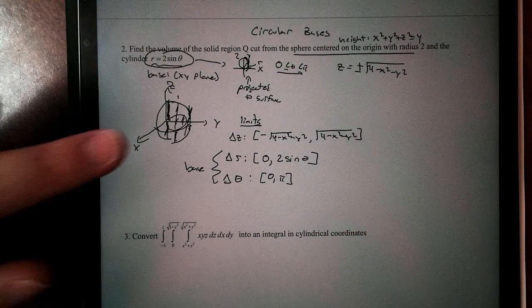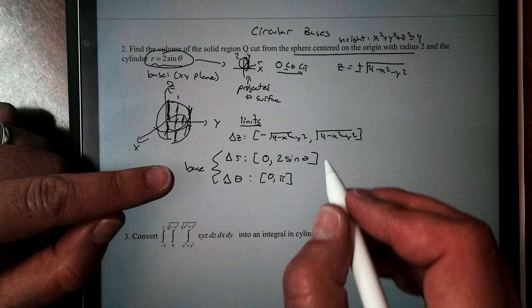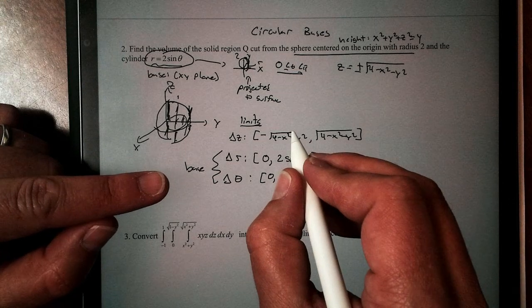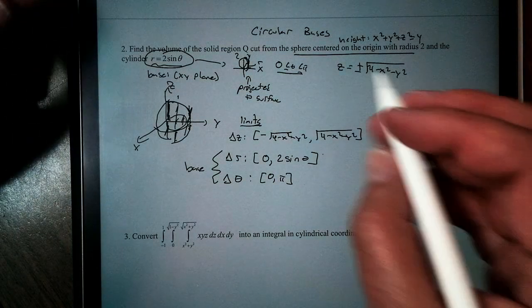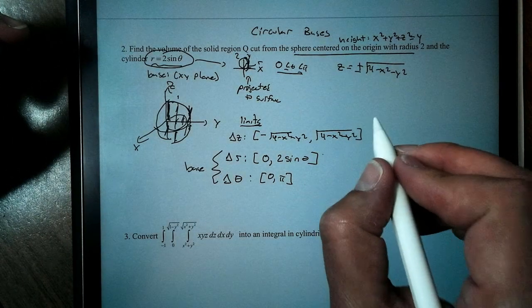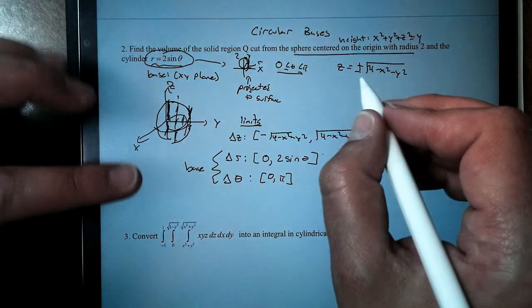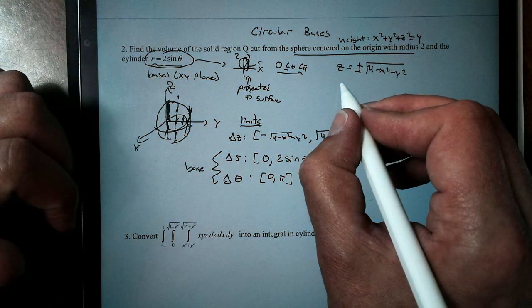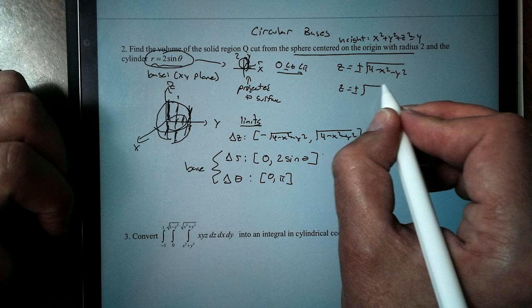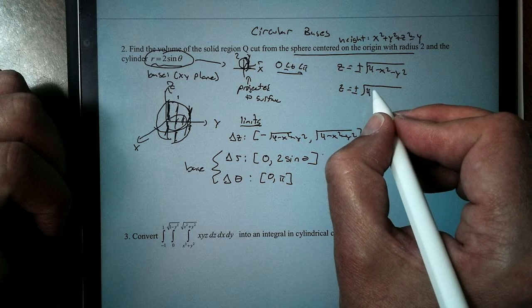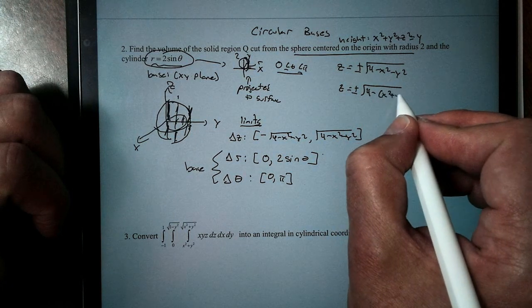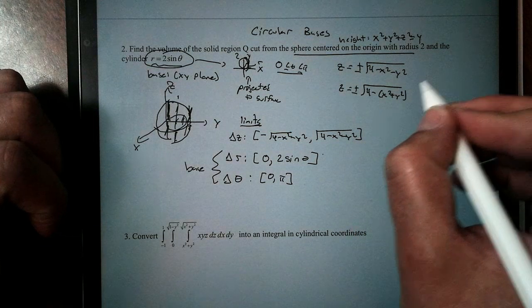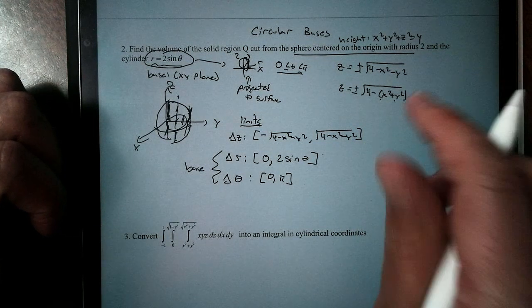Now, here's the problem. We have our height, we have our base, but notice polar, polar, rectangular. That is not a good combination. So we need to convert our height to polar, and I can do that up here. So we would have z equals plus or minus the square root of, if I factor out the negative, 4 minus the quantity x squared plus y squared. And we know that x squared plus y squared equals r squared.